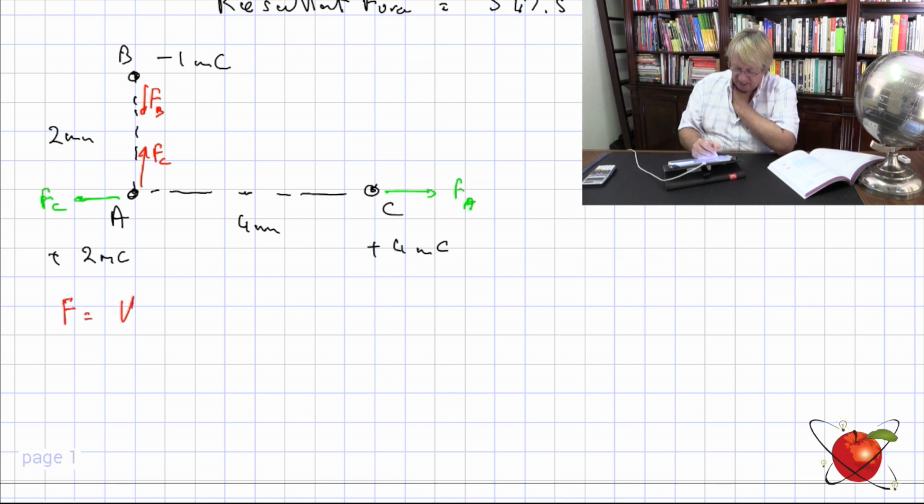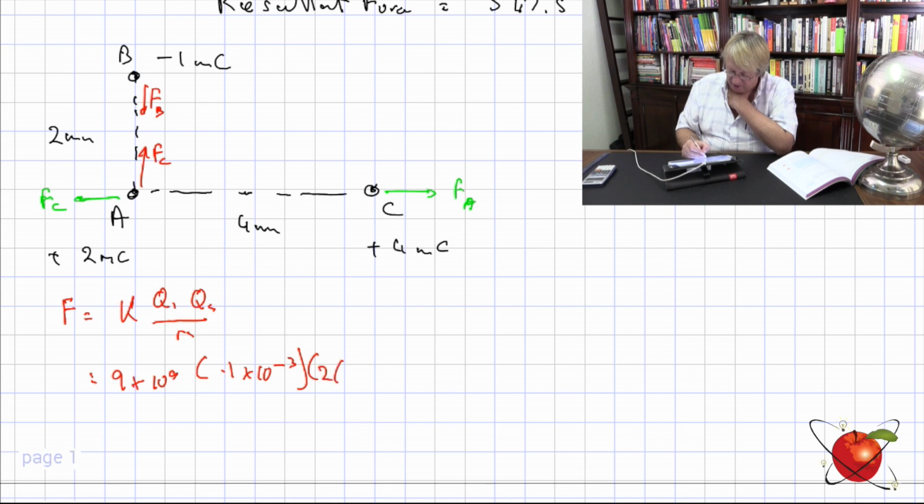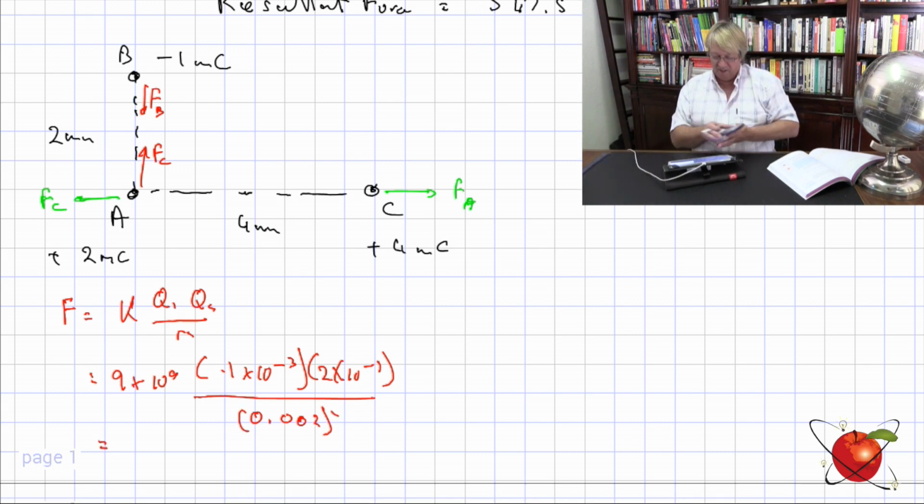It's going to be F is equal to K, Q1, Q2 over R squared. And K is 9 times 10 to the 9, times Q1. In this case, it doesn't matter which one of those you take, actually. You could take either one, okay? But let's take that one. 9 times 10 to the 9, minus 1, remember? But we don't worry about the sign. You can use it if you want to, for completeness' sake. Times 10 to the minus 3, times 2 times 10 to the minus 3, over the distance, which is 2 millimeters, so it's going to be 2 divided by 1,000, which is 0.002, and that's squared.